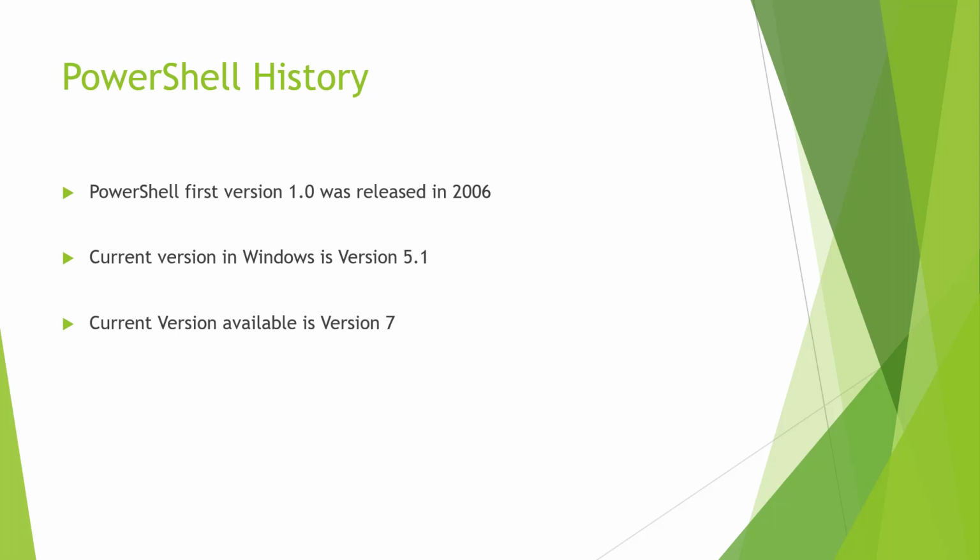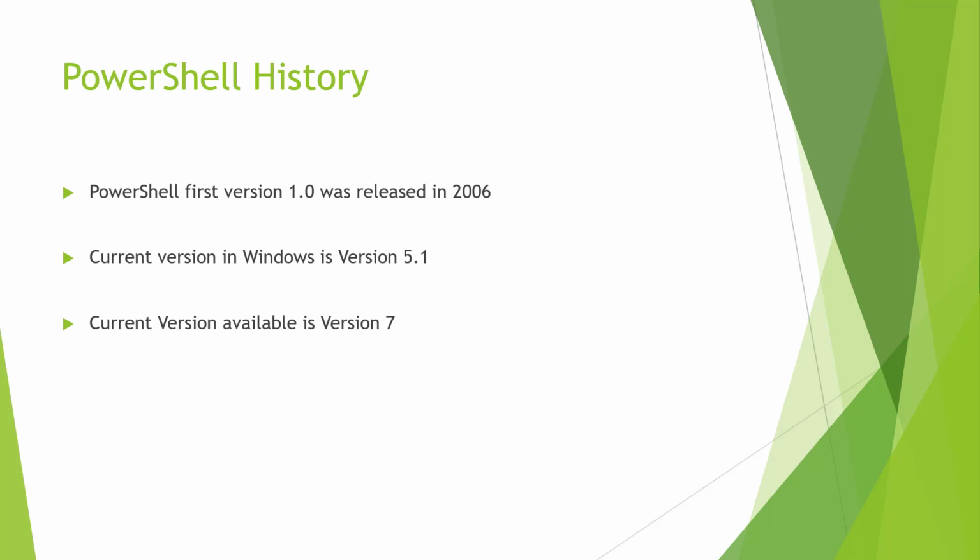Version 7 exists. PowerShell Core 6 was introduced in 2016. Microsoft unveiled PowerShell Core, and it's a decision to make this product cross-platform. So PowerShell 6 and 7 are cross-platform. They're Windows independent and open source.